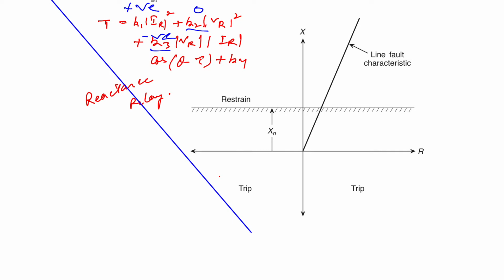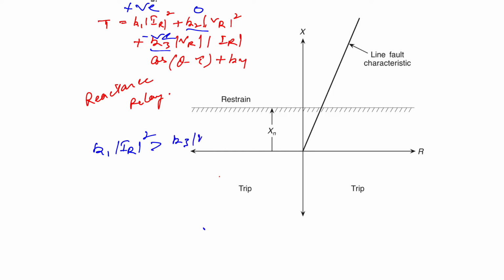In the case that we have considered, we get the following equation: K1 IR square is greater than K3 VR IR cos of (theta minus tau), then it will trip, otherwise it will restrain.